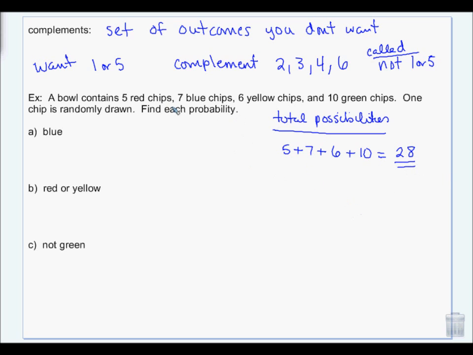Okay, blue. There were 7 blue, right? So there are 7 blue. So I put that 7 over 28, which is my possibilities. And so the chances of picking out a blue are 1 in 4.